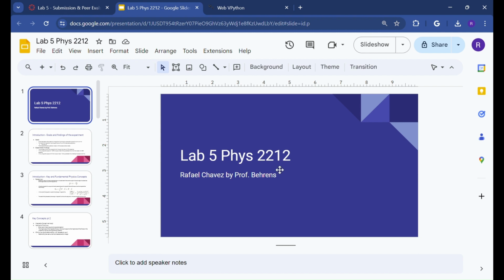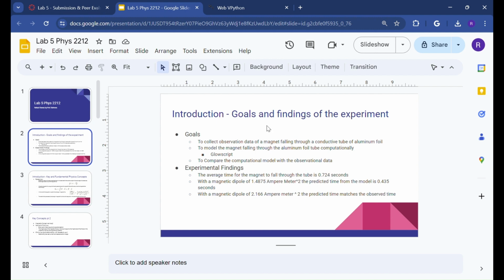My name is Rafael Chavez. This is Lab 5 for Physics 2212. I have Dr. Barron's introduction for this lab: goals and findings of the experiment.